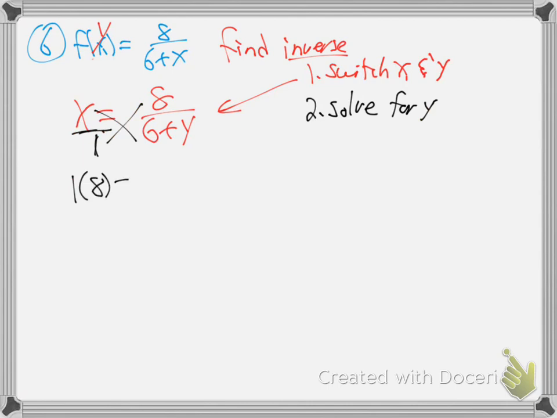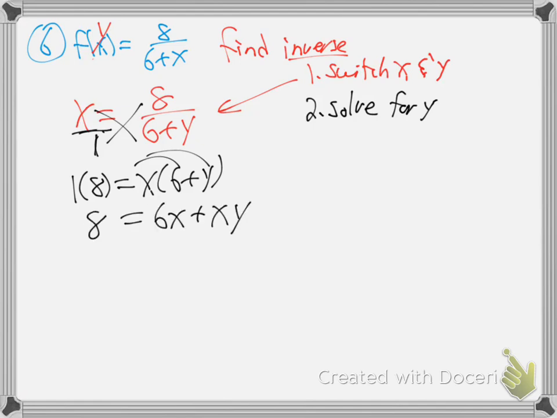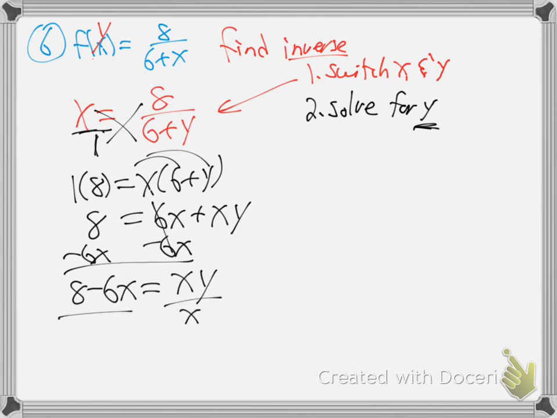So 1 times 8 is x times 6 plus y, distribute. 6x plus xy is 1 times 8 is 8. We're trying to solve for y. So subtract 6x from both sides. 8 minus 6x is xy divided by x. Boom. There's the inverse function.